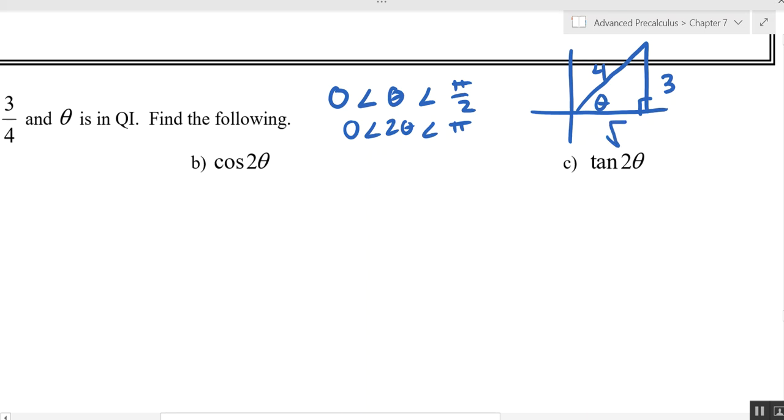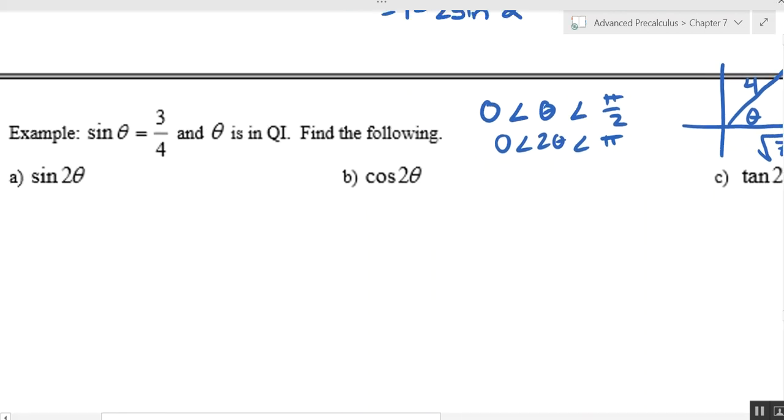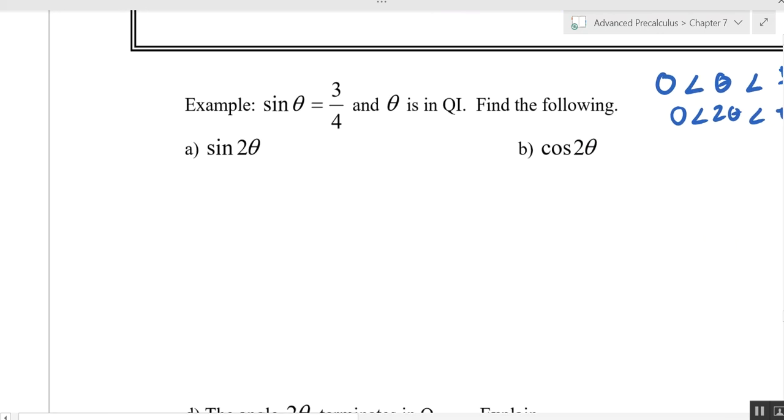We get root 7 for our third side. So using our identities in that triangle, we're going to evaluate sine first. We know sine of 2 theta is 2 sine theta cosine theta. And sine theta is 3/4, and cosine theta is root 7 over 4.